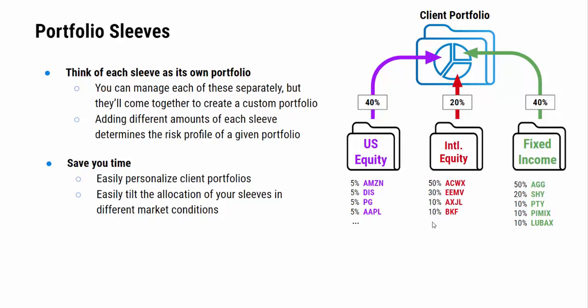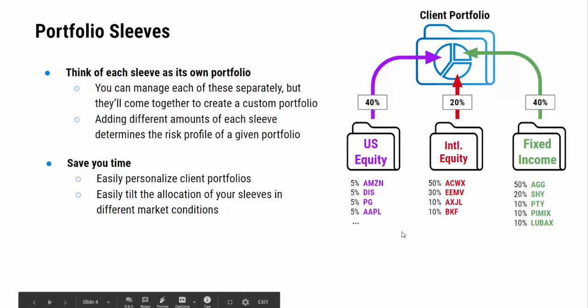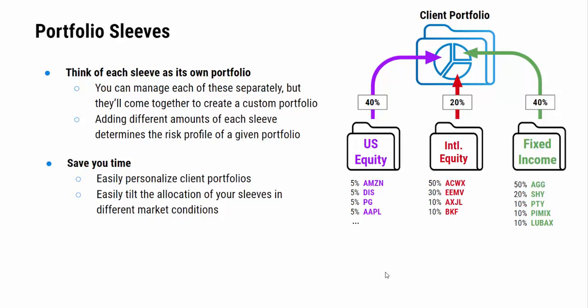As you can see here, going into that other main bullet point, hopefully this is going to save you a lot of time, and it's going to be very easy to personalize client portfolios. So working again with this example, if somebody's a little bit more bullish on the international equity portion, you can then tweak that sleeve to increase that while then decreasing the US equity if you wanted to keep the overall equity exposure the same. Well, let's check out an example of what you just explained.